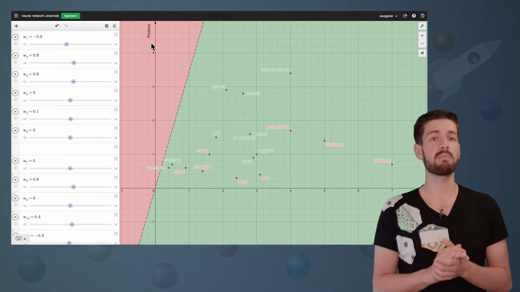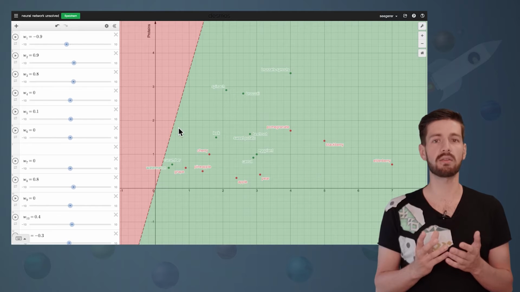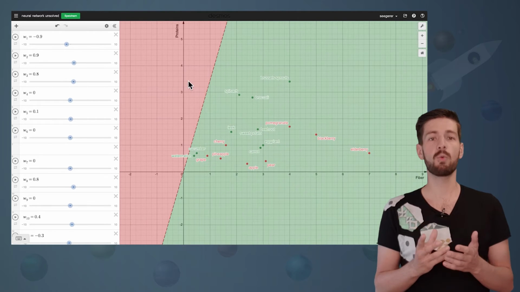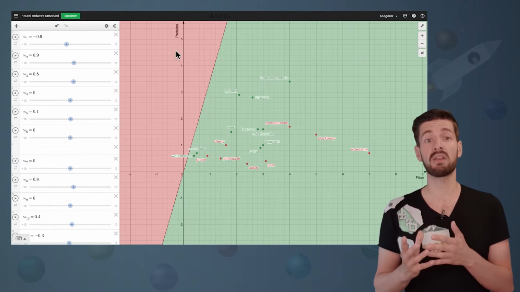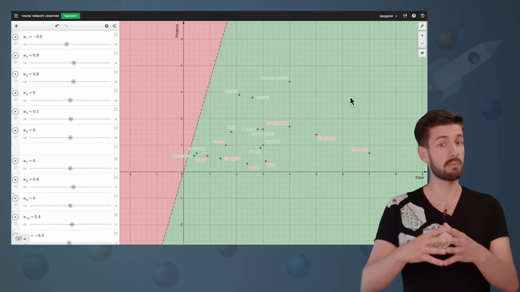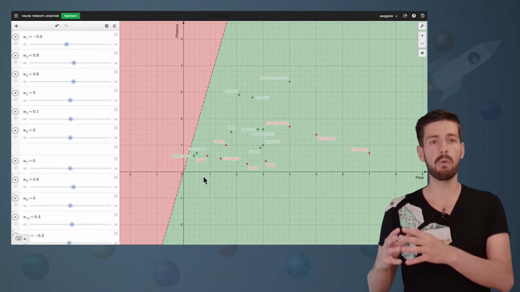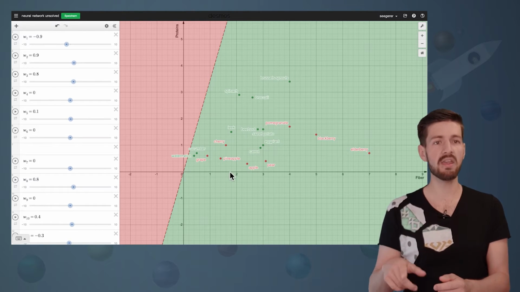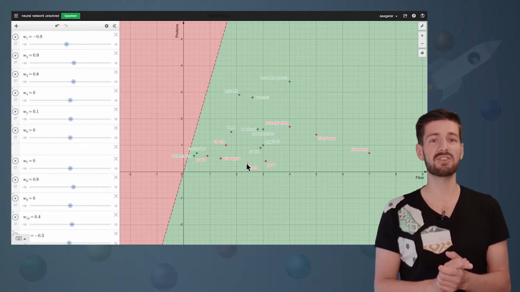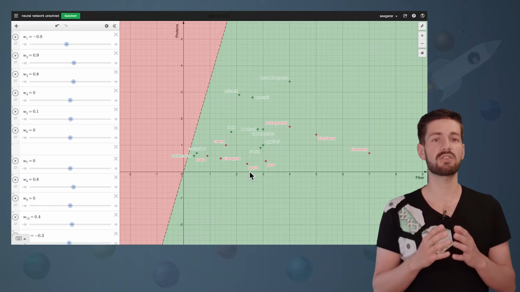As we only have two input dimensions, we can visualize the decision of our neural network in a 2D plot. In this visualization, we've highlighted the areas where the probability for fruit is higher than for vegetable in red, and where the probability for being a vegetable is higher than for being a fruit in green. So all those points in the green area here are classified as vegetables. As you see, the apple is now classified as a vegetable.